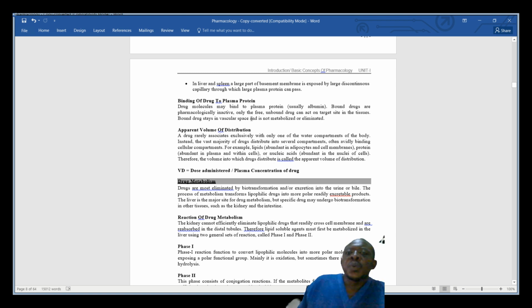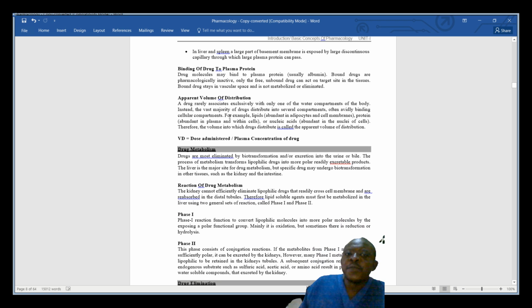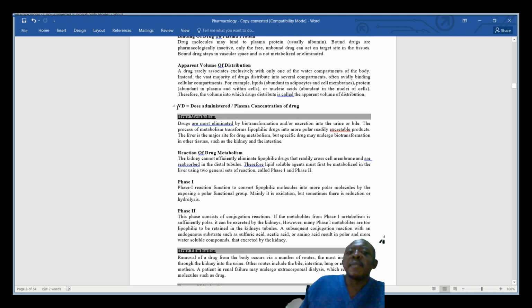This has to do with mostly albumin, the protein that will carry mostly the drugs. So when the drug has been carried by albumin, it is inactive until it is released in the tissue where it is required. Then apparent volume of distribution can be determined by volume of distribution equal to the dose administered divided by plasma concentration of the drug. So when you have administered the drug, we also want to look at the concentration of the drug in the plasma as it is being used.